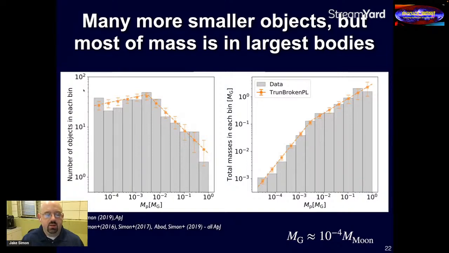Basically we looked at the mass and size distribution of these objects. This is the mass function, the number of objects in each mass bin, where the mass is on this axis, in this funny unit mg, which I don't want to explain. For reference, this is about 10 to the minus 4 masses of the moon. So this is very, very small, right? But this is actually the right range that you would expect planetesimals to be in.